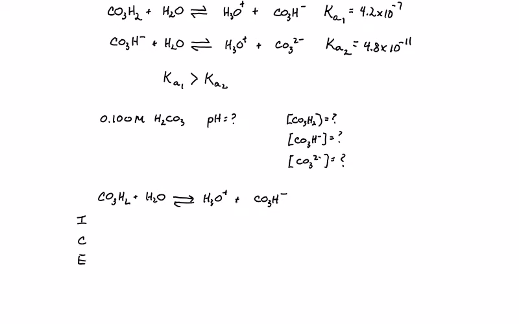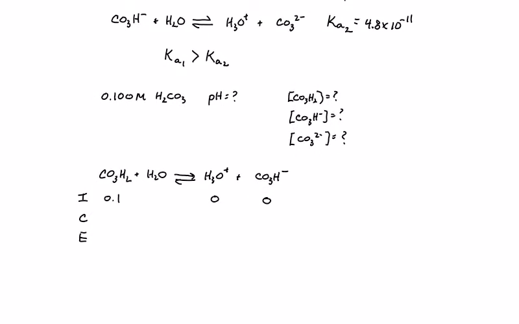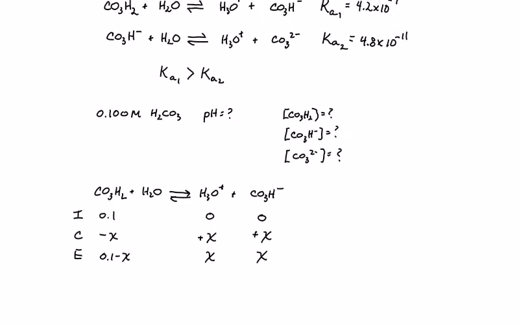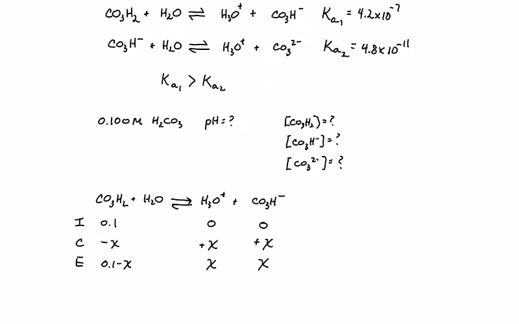So we know initially the concentration of carbonic acid is 0.1, and initially we don't have any hydronium or bicarbonate present. We know some of that carbonic acid is going to react, producing equal amounts of the hydronium and the bicarbonate, so that at equilibrium, the carbonic acid concentration is going to be equal to 0.1 minus X, the concentration of hydronium is going to be equal to X, and the concentration of bicarbonate will be equal to X.